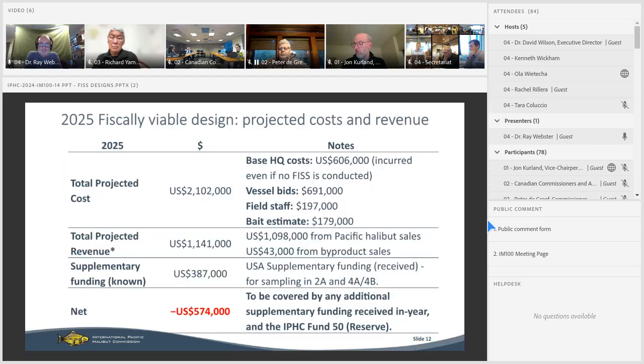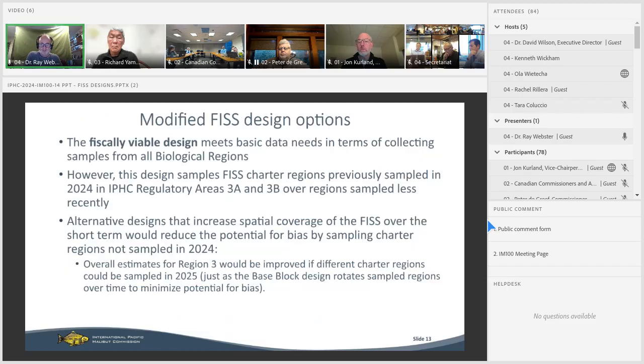So together with the supplementary funding and the reduction in the scope of the FIS, this would result in a much smaller net loss of $574,000. And that would have been covered by any additional supplementary funding and the IPHC reserve fund. So the fiscally viable design would meet the basic data needs in terms of collecting samples from all biological regions. However, this design samples fish charter regions previously sampled in 2024 in IPHC regulatory areas 3A and 3B, in preference over regions sampled less recently.